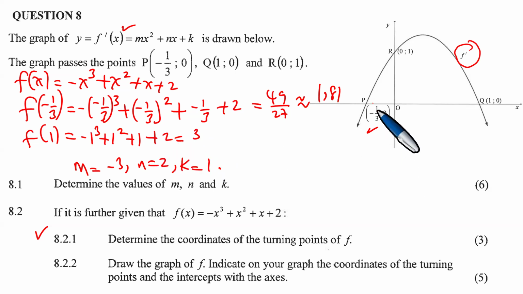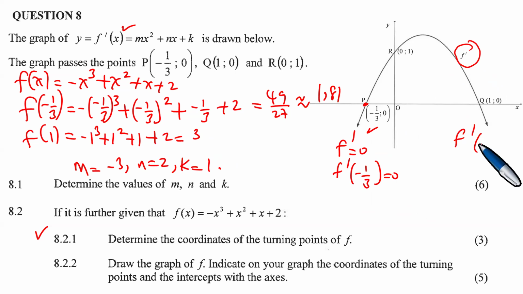Okay, these become the turning points. This is the gradient function, and the turning points occur at the x-intercept because the derivative is 0 at this point. In other words, f prime of -1/3 is 0. If the gradient is 0 at that point, it means these are the turning points of the function, because the tangent at the turning point is horizontal, so its slope is 0. Take note of that.